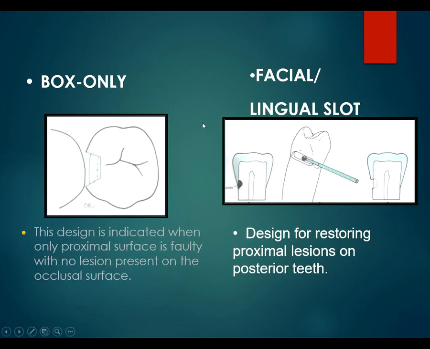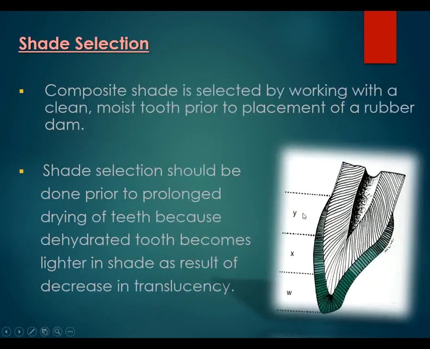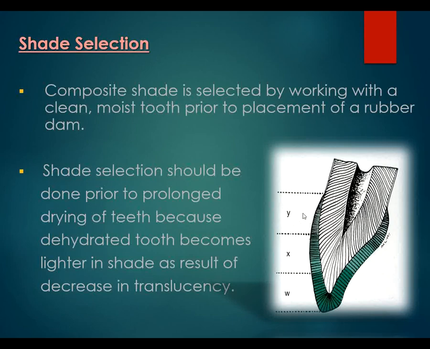The other design of preparation is the facial or lingual slot. This design is for restoring proximal lesions on posterior teeth. Now, shade selection. Composite shade is selected by working with a clean, moist tooth prior to placement of a rubber dam. Shade selection should be done prior to prolonged drying of teeth because a dehydrated tooth becomes lighter in shade as a result of decrease in translucency.